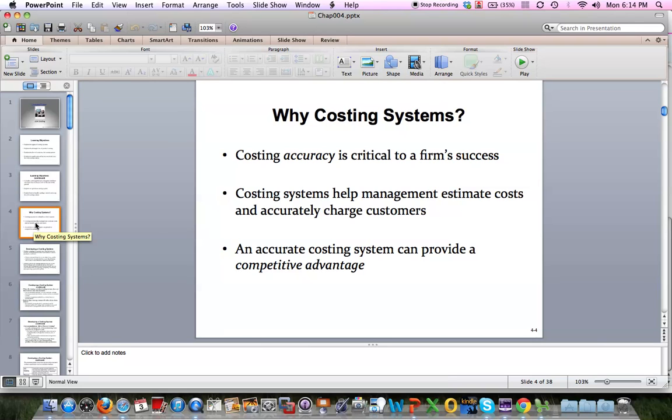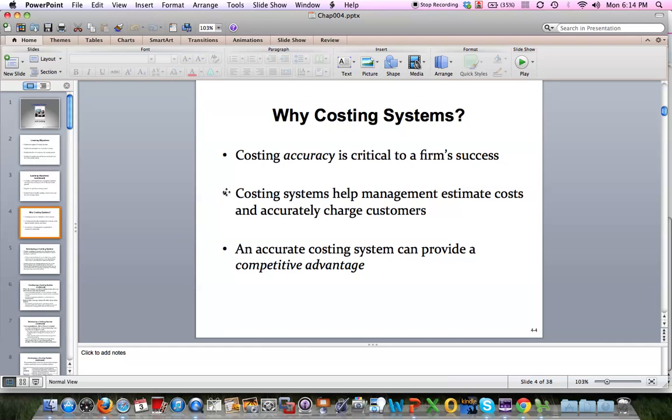So we'll talk about then on page 97 why costing systems, and the whole point is to understand if a firm is manufacturing something or if a firm is delivering some kind of a service. The whole goal is to understand what it costs to manufacture something or to deliver a service. Understanding that and having an accurate number is critical, obviously, right? We have to know how much it costs to make something or perform a service if we're going to charge an adequate price for it and make a profit. Okay, so that's really the whole point behind this.